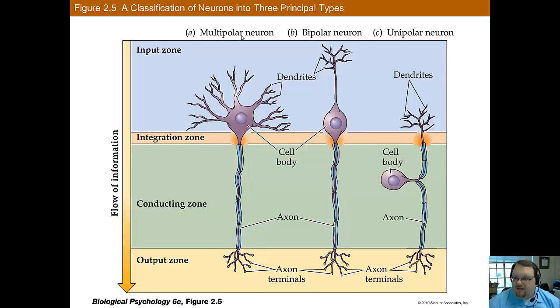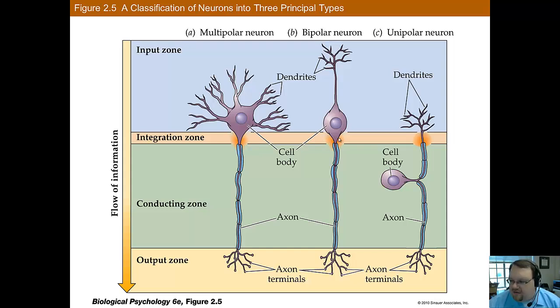So here, this is a multipolar neuron. This is the one that's the most common. You see, throughout the brain, many dendrites, one axon leading away. Here's the bipolar neuron, where you have one dendrite and one axon. And so, shaped in much the same way, with both of these, the cell body is in the same place, the integration zone is in the same place.